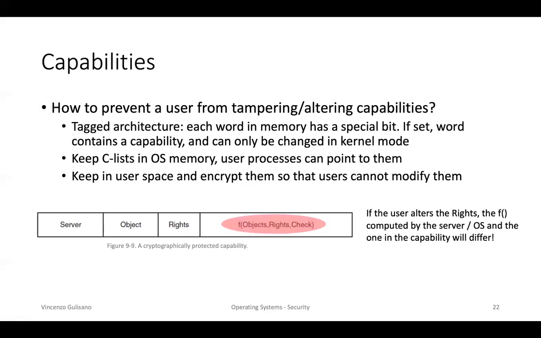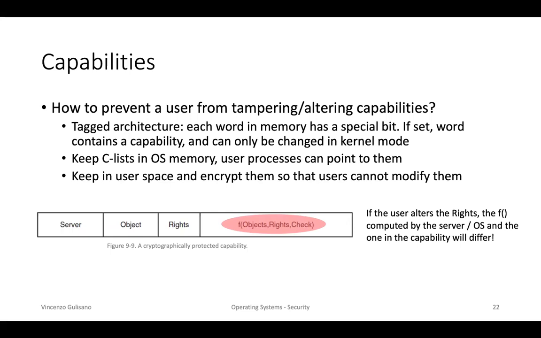Let's assume we have a cryptographically secure one-way function f. It means from x we can compute y as f of x, but from y it is infeasible to find out x. In this case, when a file is created, the server generates a random number called check and returns to the client the file ID, the rights, and f of file ID, rights, and check, without giving the value of check back to the client, but rather storing it locally.